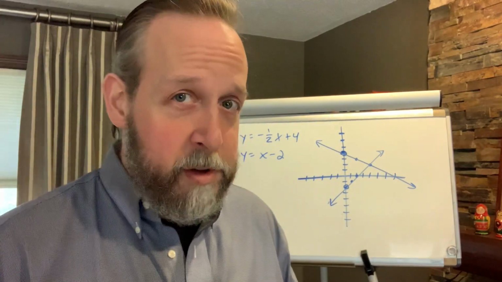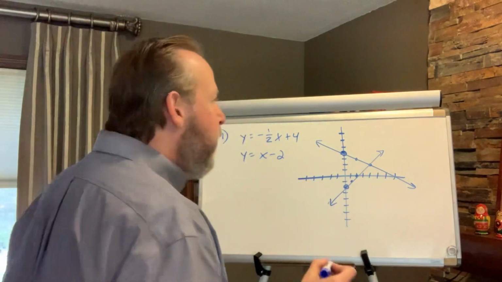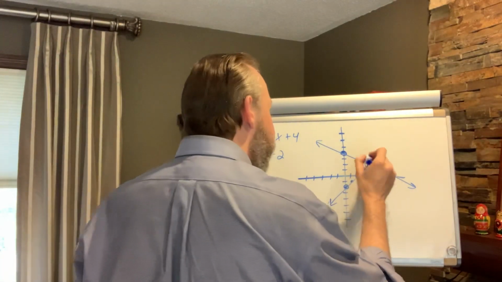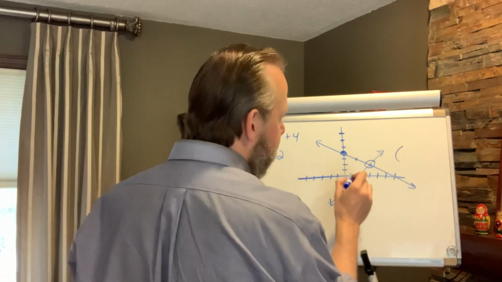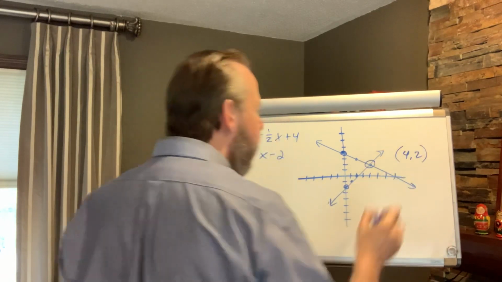Now again, I drew this freehand. I didn't have a coordinate grid system. I'm not really positive about my answer. So here's what I'm going to do. First, I'm going to identify my solution. I believe the solution is 1, 2, 3, 4, 1, 2. So I think 4, 2 is my answer.